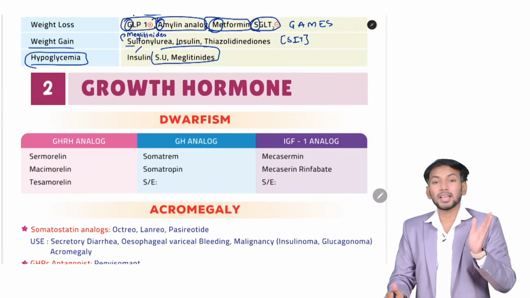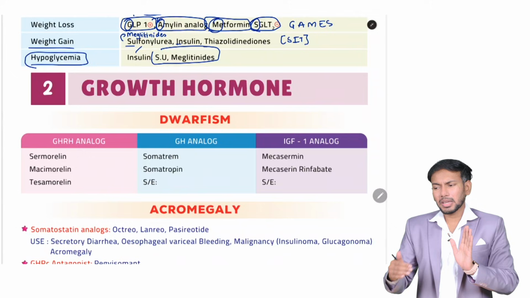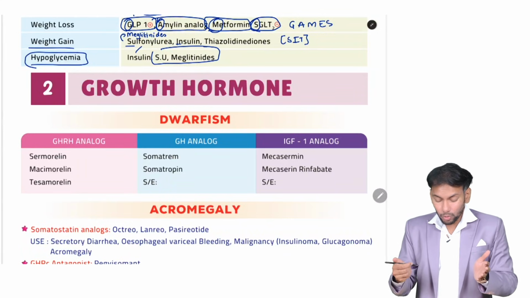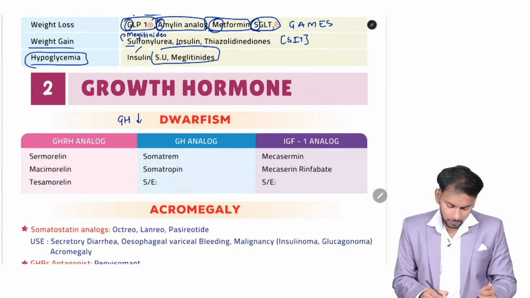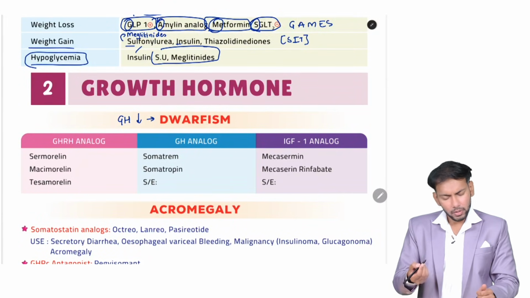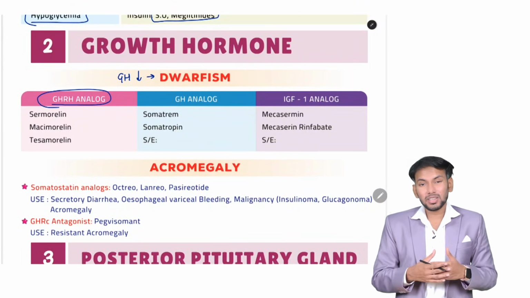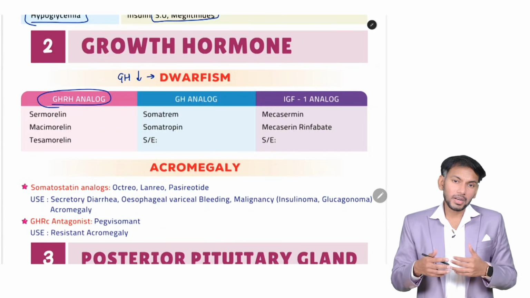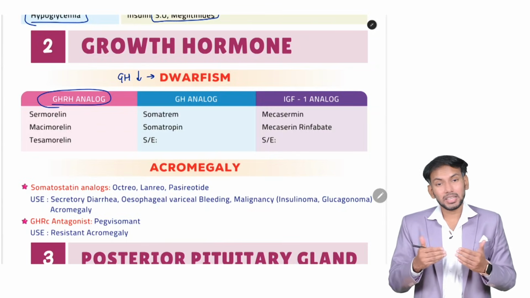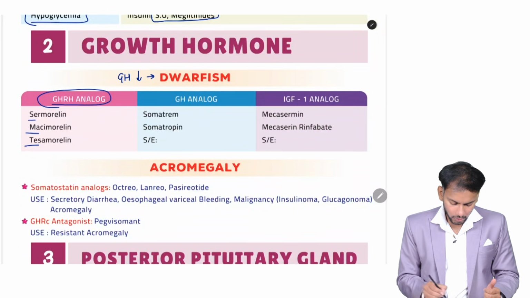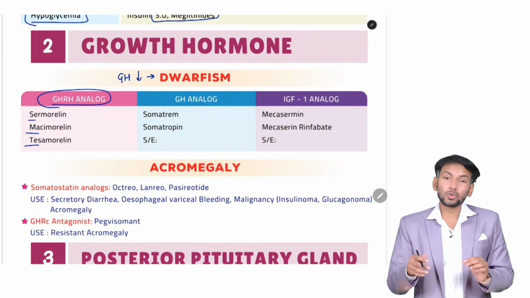Growth hormone, if it is decreased, it will cause dwarfism. Increased, it will cause acromegaly. So, if growth hormone is decreased, what is the treatment? You have to increase the growth hormone. First, there is something known as growth hormone releasing hormone analogs. These are sermorelin, macimorelin, tesamorelin.